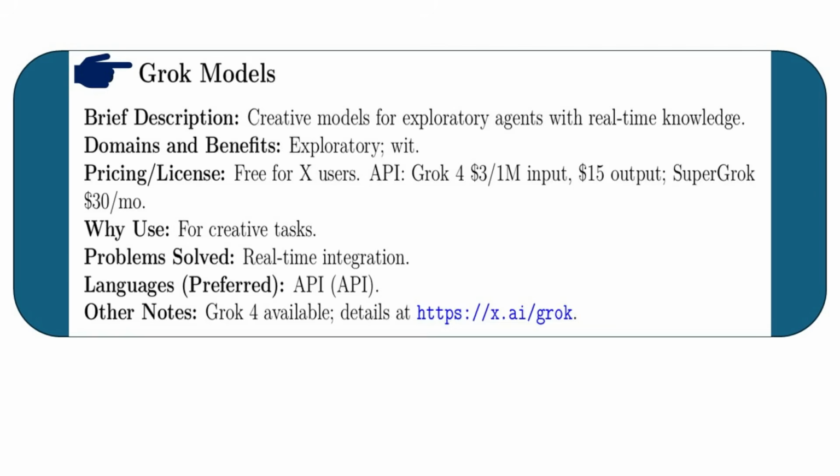Grok models are creative models for exploratory agents with real-time knowledge. The exploratory domain area benefits with wit. It is free for X users, and on the API, Grok is $3 per 1 million inputs and $15 output. Super Grok is $30 per month. It is useful for creative tasks and resolves real-time integrations. API is the medium to interact. Grok 4 is available; in detail you can see it at xAI/Grok.